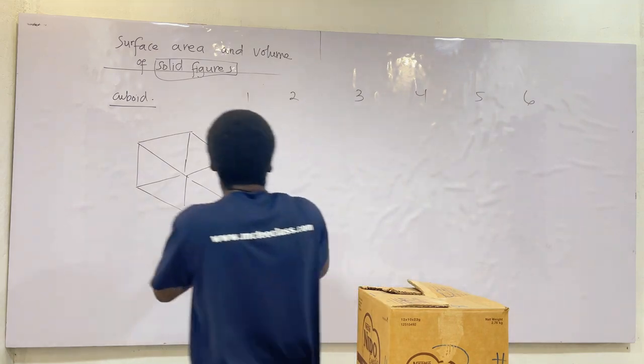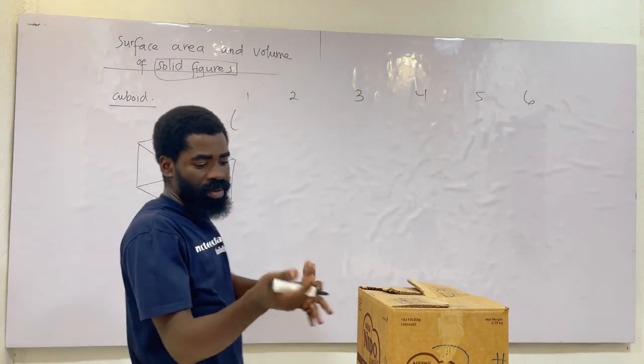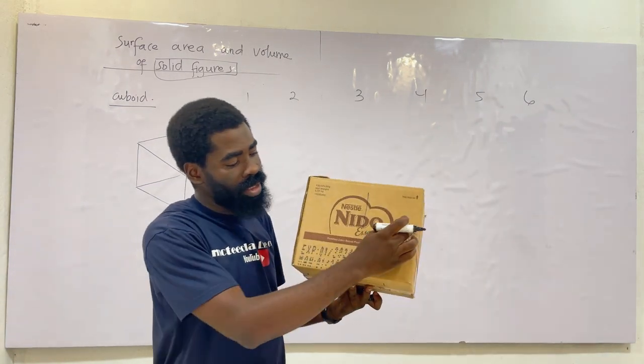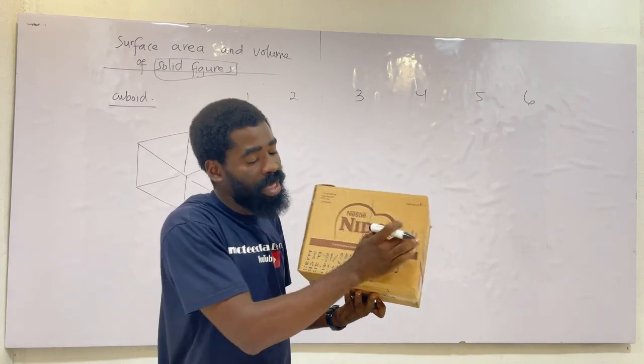So if you understand it from this end, I'm going to add. What will be the face here? Let's take face 1. You can see I've labeled that H and L. That means the length times the height.